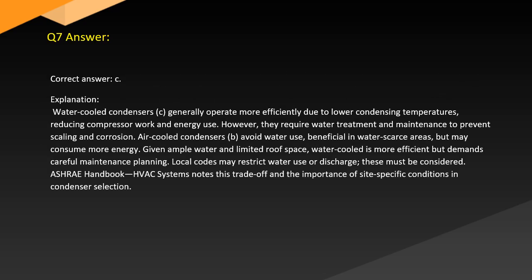Answer. Correct answer C. Explanation. Water-cooled condensers (C) generally operate more efficiently due to lower condensing temperatures, reducing compressor work and energy use. However, they require water treatment and maintenance to prevent scaling and corrosion. Air-cooled condensers (B) avoid water use, beneficial in water-scarce areas, but may consume more energy.